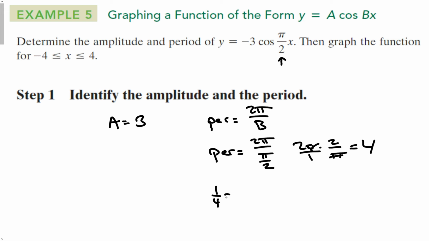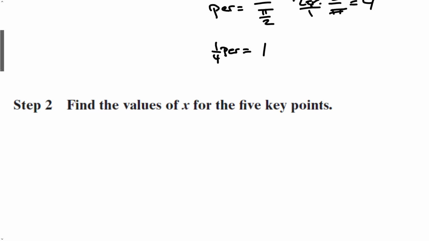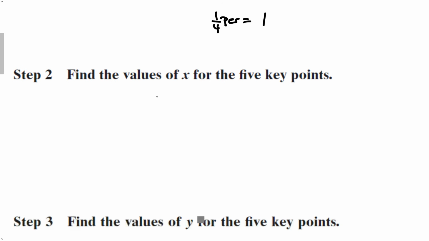Quarter period is 4 divided by 4. So my quarter period is 1. This is going to be nice and easy. Find the x values for the 5 key points. Starts with the phase shift. There is no phase shift. Add a quarter of the period.